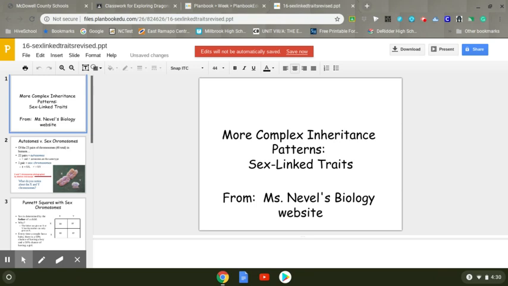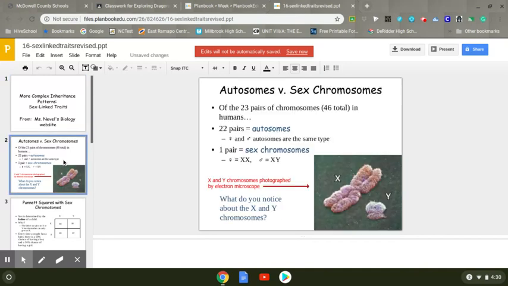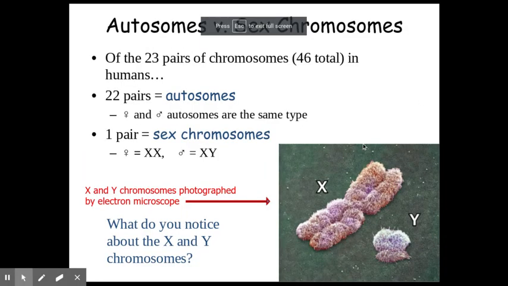So today we're going to talk about some sex-linked traits and how they are arranged on the different chromosomes. Of the 23 pairs of chromosomes, 46 total in humans, 22 pairs are autosomes and 1 pair are sex chromosomes. If you look at the right bottom, there are 2 chromosomes here. One is an X and one is a Y.